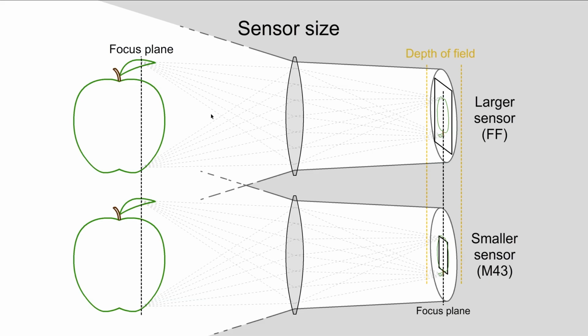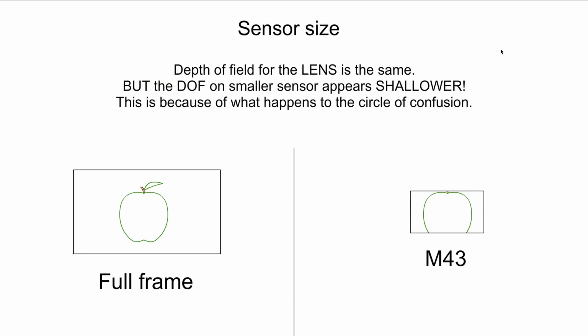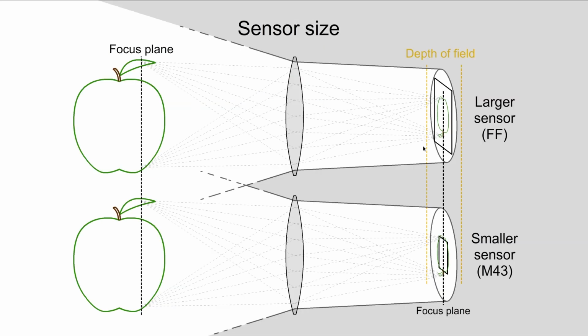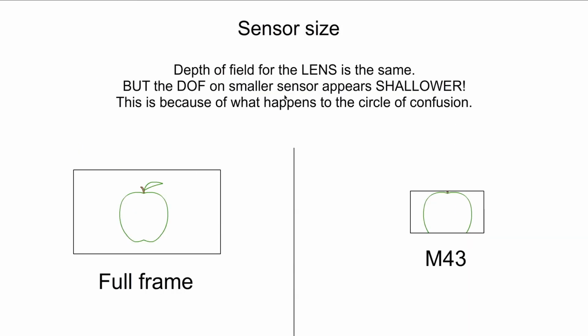Okay, so now sensor sizes, let's bring that into the mix. Same lens, same object, same focusing distance. The only thing we're changing is the sensor size. So the cone of light doesn't change with this lens and this setup, but the sensor size does. As we can see now, the apple's partially off the sensor because we've got a tighter view. But what you need to know is that the depth of field for the lens is the same, because the image being projected by the lens is the same, but the depth of field on the smaller sensor appears shallower. Now this is because of what happens to the circle of confusion.